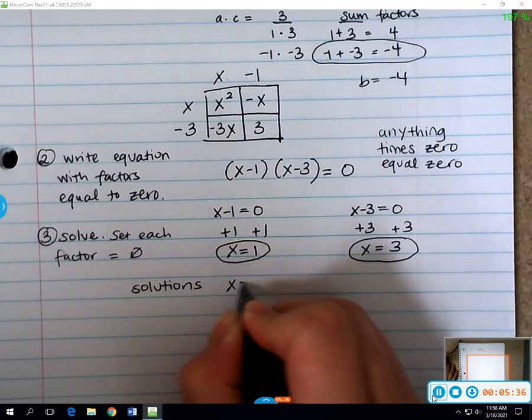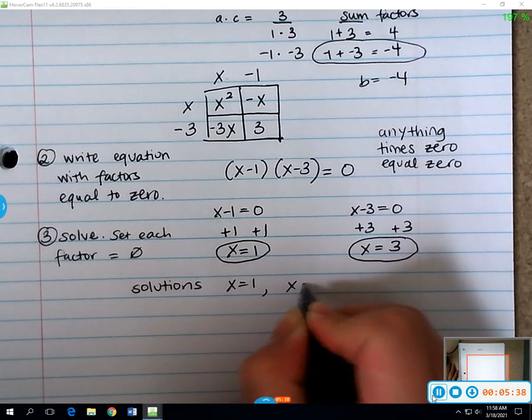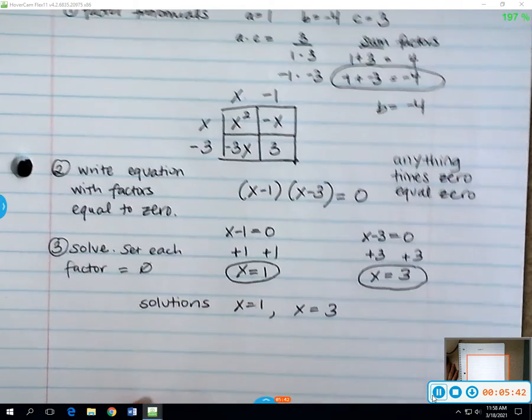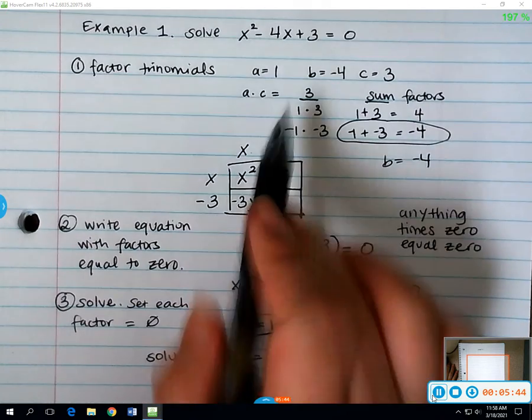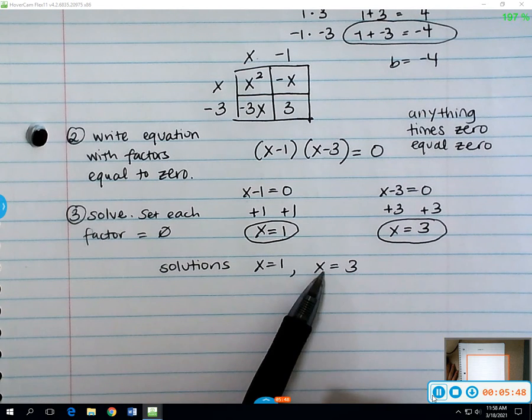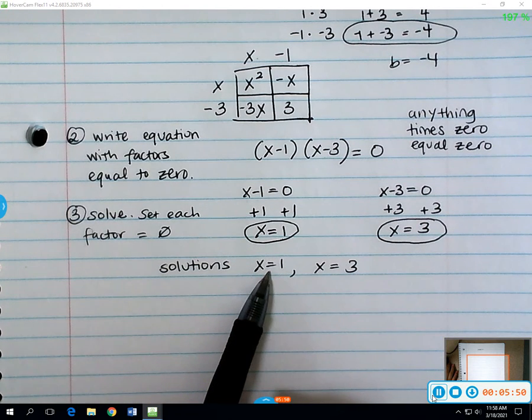So x is going to be equal to 1, and also x is equal to 3. We have two answers whenever we're solving these trinomials. So anytime you're solving a trinomial expression, keep in mind that you will almost always have two values for x that you are solving for.